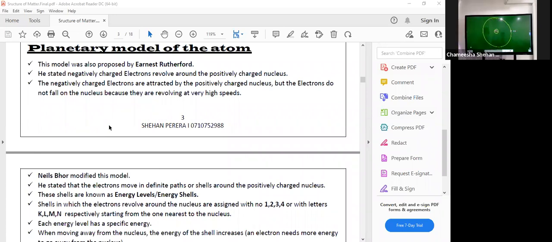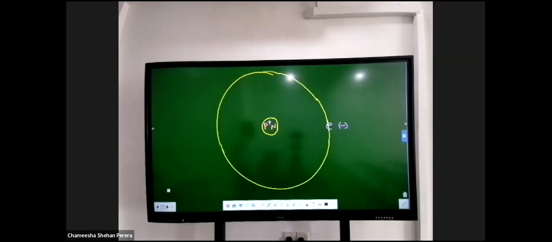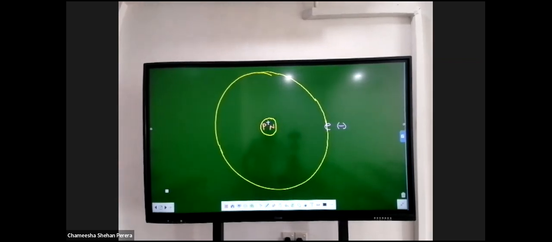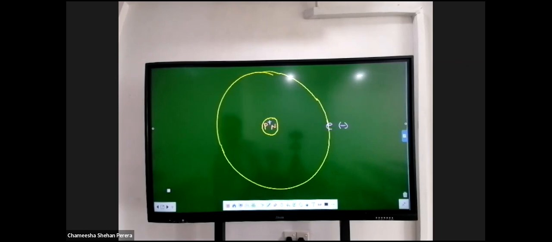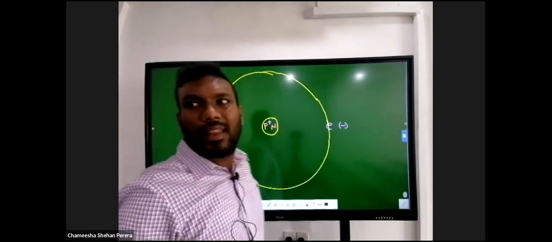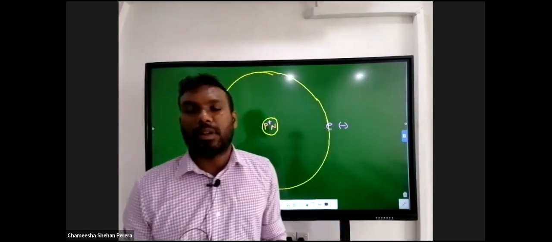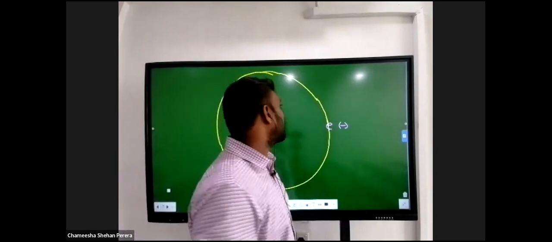Then he stated that the negatively charged electrons are attracted by the positively charged nucleus, but the electrons do not fall onto the nucleus because they are revolving at very high speed. As you know, all positively charged particles are attracted by negatively charged particles. We know that, right? Negative charges are attracted to positive charges.